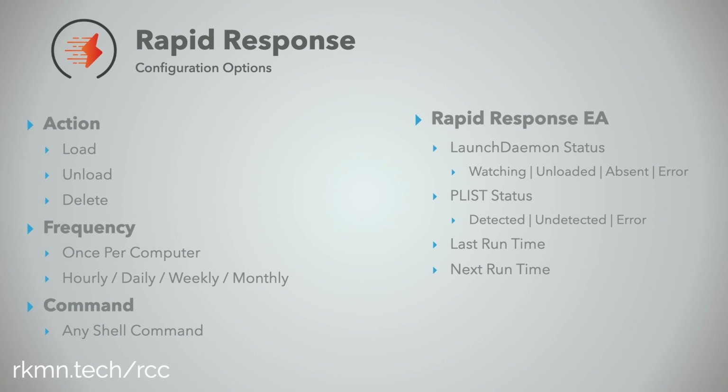And then there's an extension attribute that comes along with it, and it allows you to see if there is a launch daemon loaded, and the status, of course, so whether or not it's currently watching, unloaded, absent, or there's an error. And the plist status, as well as the last runtime and the next runtime. So you're always in the loop with whether or not something is loaded in the chamber, right?